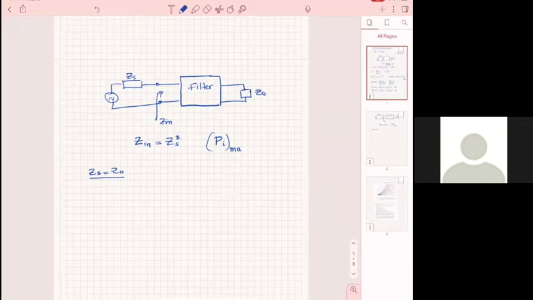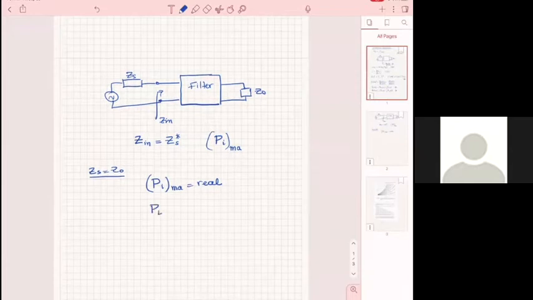So now let's go back to where we have assumed what our Z sub S is going to be. Therefore, the power that is going to be delivered to the filter, the maximum available, is going to be a real power. And as a matter of fact, it's going to be the PLR. This is what is going to go into the filter, because it's going to be the PI times 1 minus the magnitude of gamma I squared.